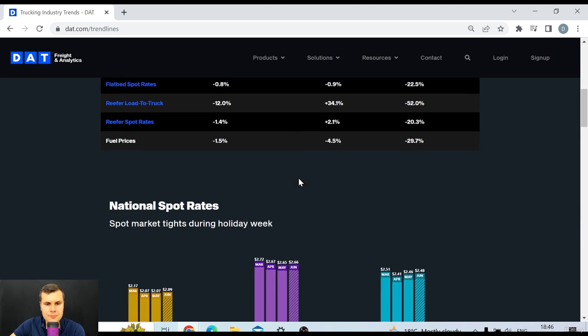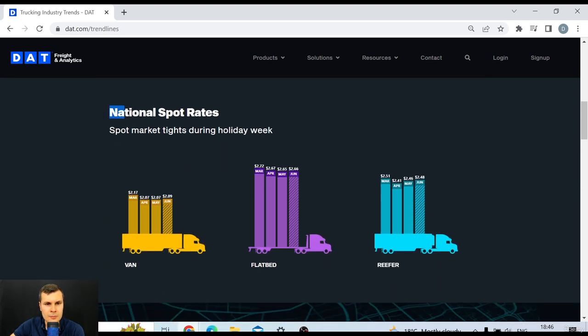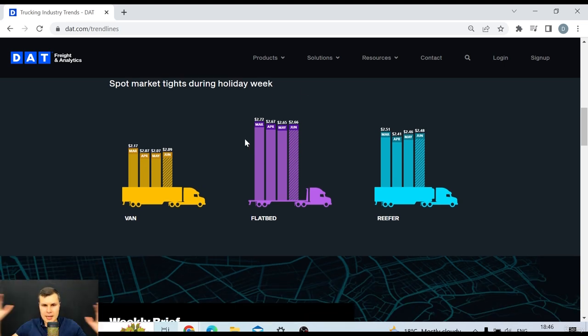If we scroll down, we see the next point, which is national spot rates. So these are actually nationwide, countrywide averages for each of the three key types of equipment. In June 2023, the average rate for a dry van is $2.09. So this is a rate per mile. For each mile traveled, truckers have gotten $2.09 on average. For flatbeds, it's $2.66 per mile, and for reefers, it's $2.48 per mile.